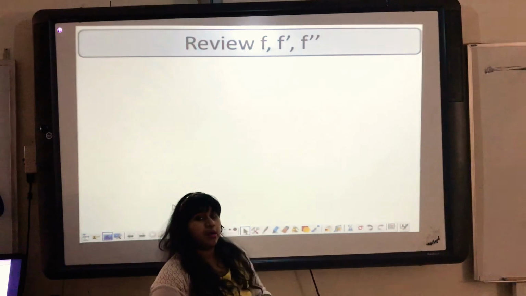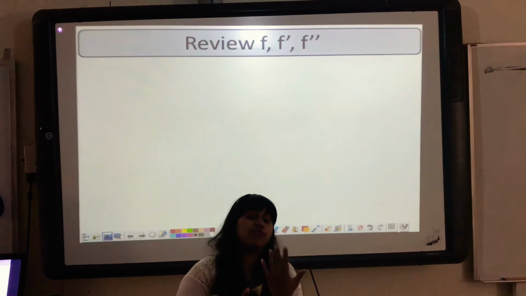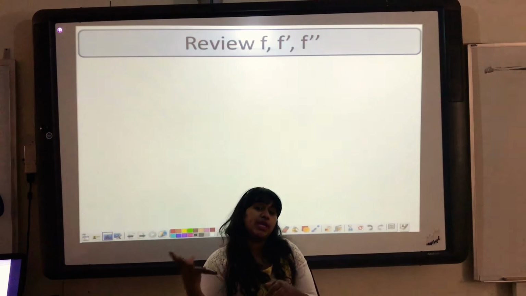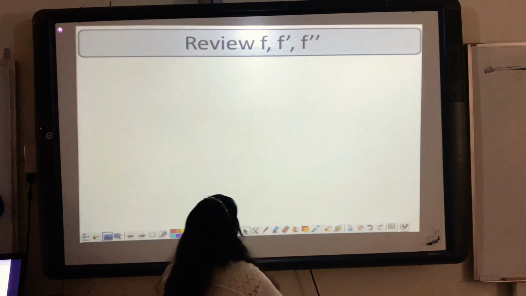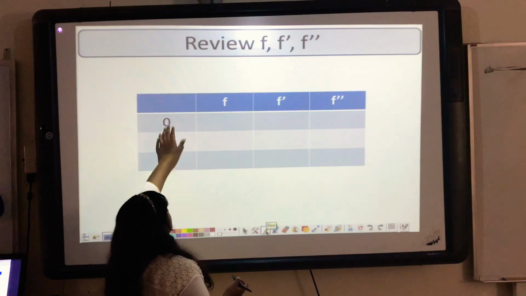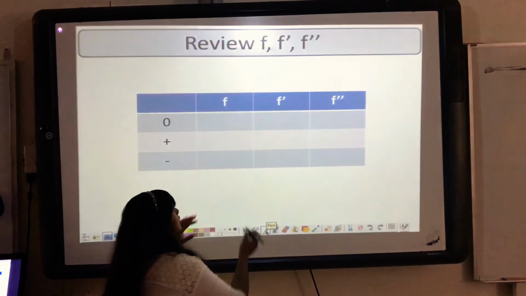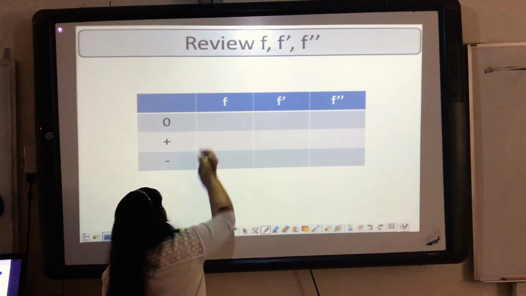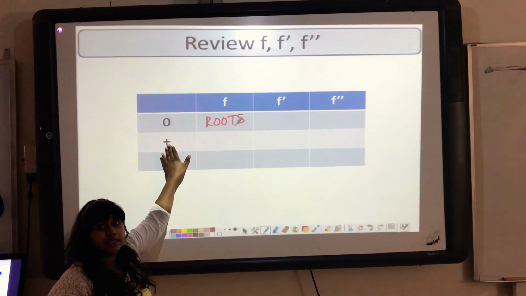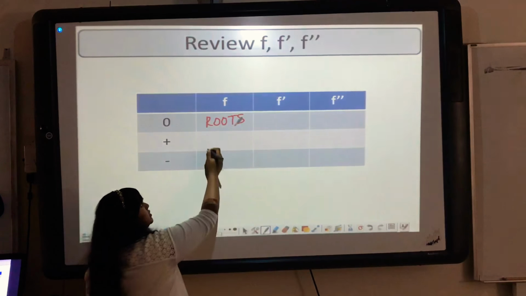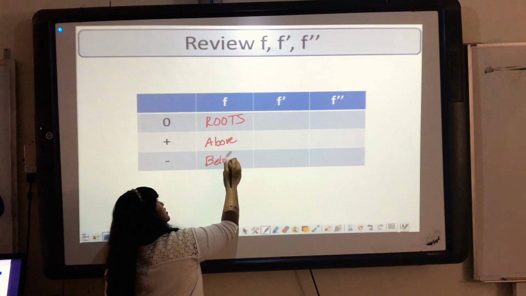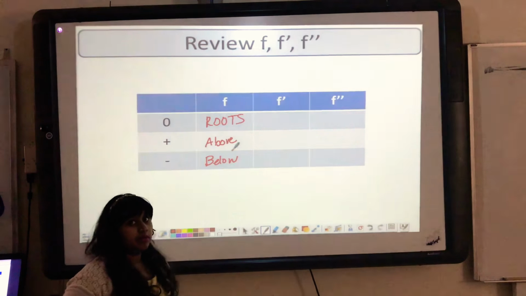And before we continue on, so we finished example 3 and I'm going to move on to example 4. Before I actually continue on, let's do a tiny bit of review of the relationship between f, f prime, and f double prime. Okay, so if I have this table, f, f prime, f double prime, well, what do we know? Okay, well, when f is 0, aren't those the roots? When f is positive, then it must be above the x-axis. And it must be below the x-axis if f is negative. Okay, we know that.